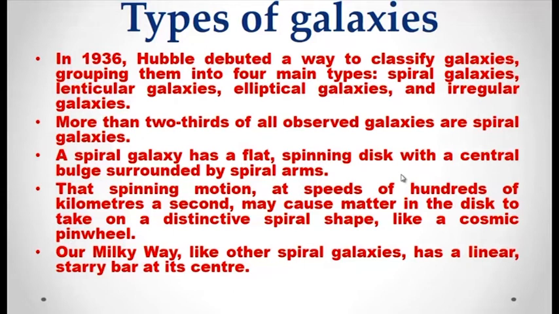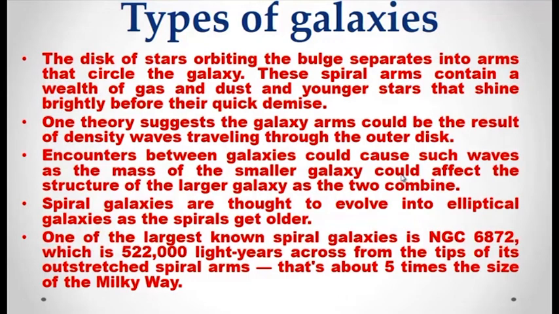So this is how spiral galaxies could have formed, in the view of astronomers. Our Milky Way galaxy, like other spiral galaxies, has a linear starry bar at its center. In a spiral galaxy, the disk of stars orbiting the bulge separates into arms that circle the galaxy. These spiral arms contain a wealth of gas and dust and younger stars that shine brightly before their quick demise.